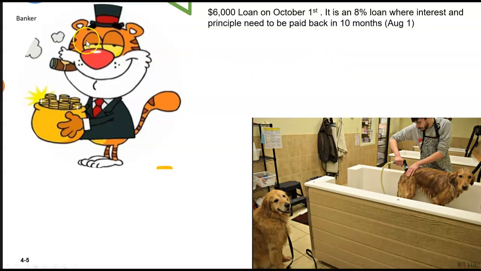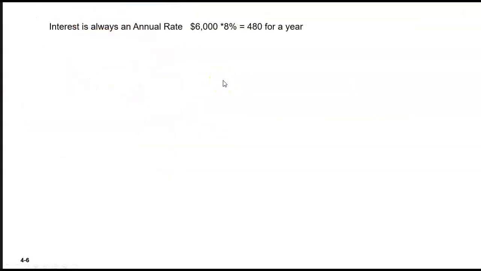So let's go to the bank, and you notice the banker's a cat. Well, we're talking about dogs. Yeah, you got to watch out for those cats. Anyway, so he's given us a decent interest rate.